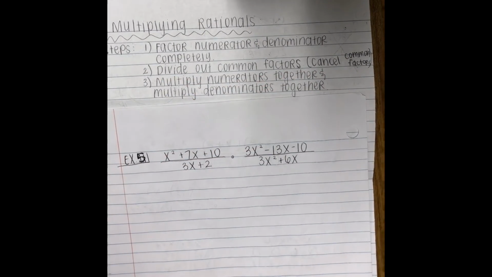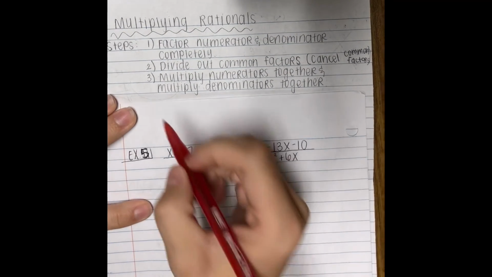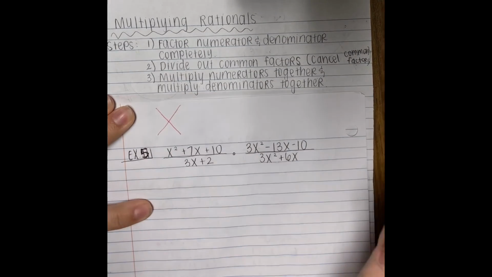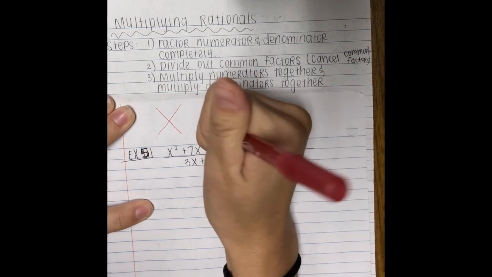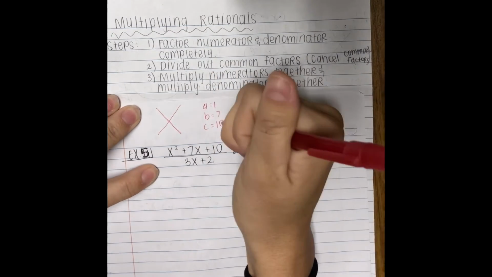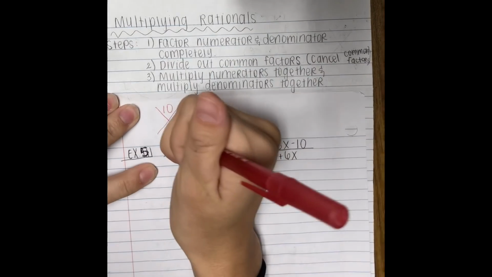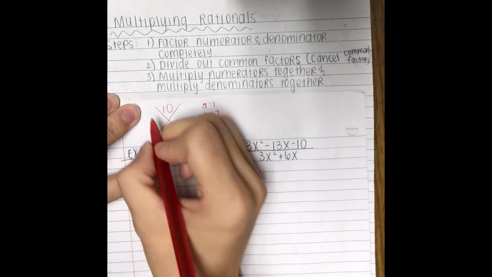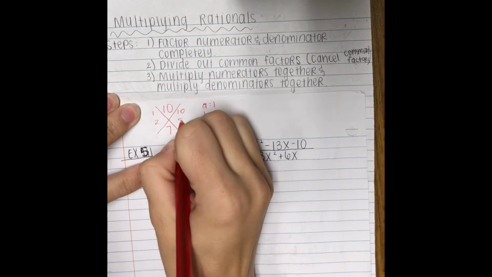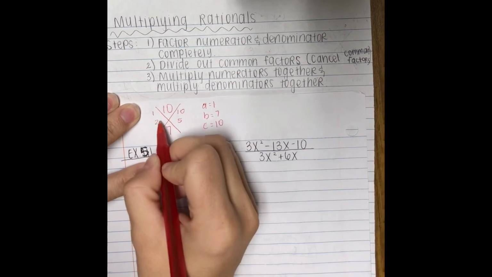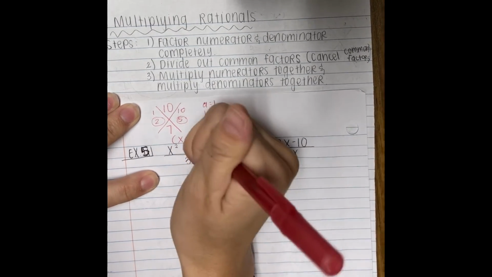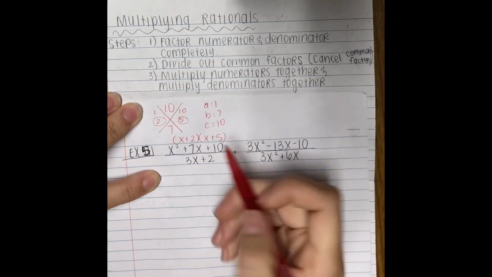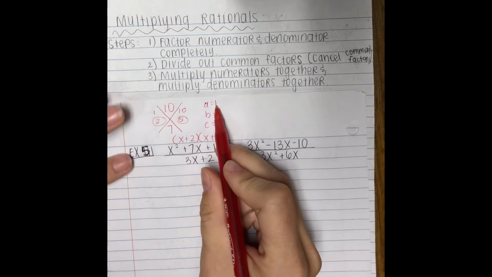Alright, this will be my last example. So I have a trinomial, which means I want to use my x box. So a is going to be 1, b is going to be 7, c is going to be 10. So a times c, 1 times 10 is 10, b is 7. So 1 times 10 or 2 times 5, the ones that would add up to give me a positive 7 would be 2 and 5. So this would be x plus 2 and x plus 5.